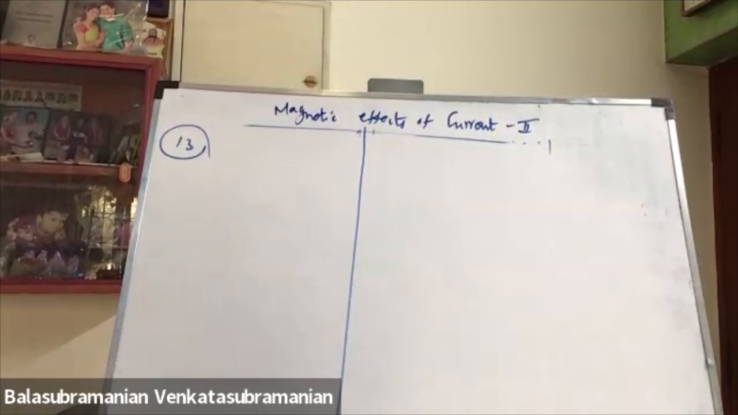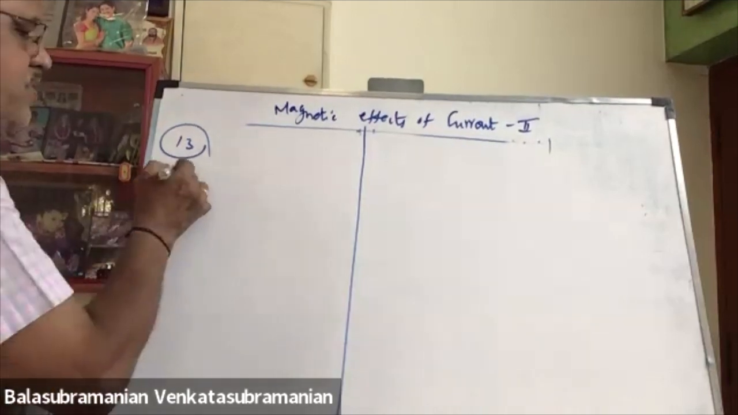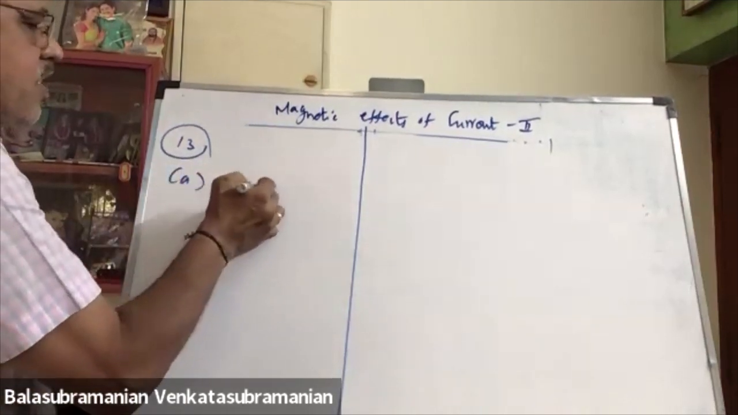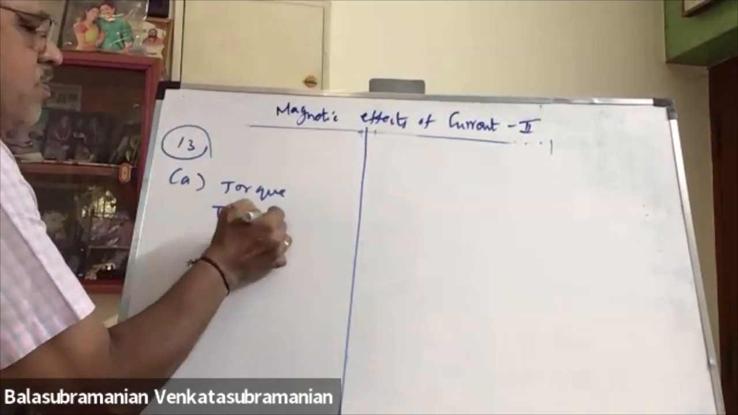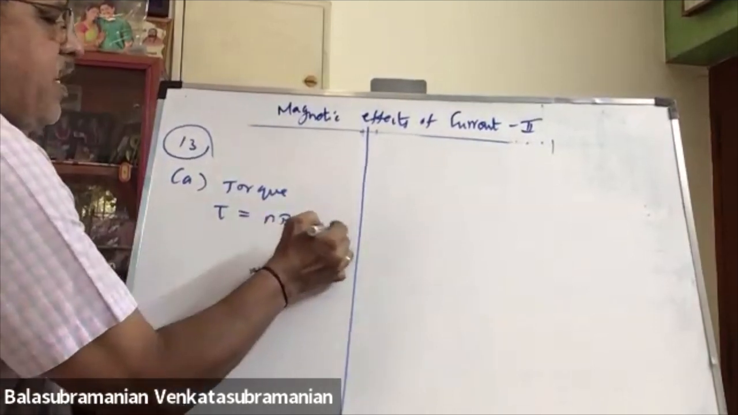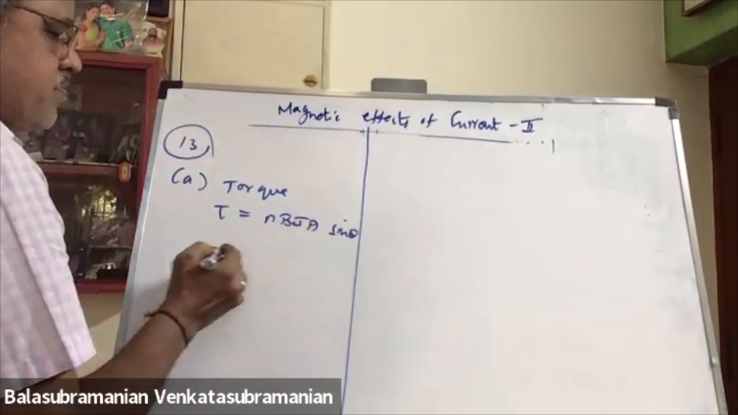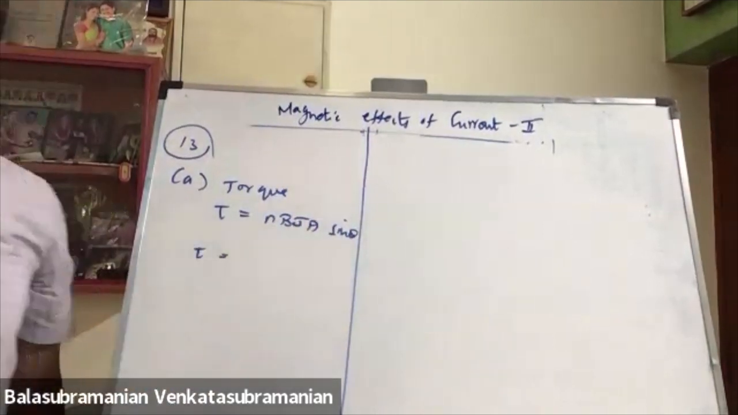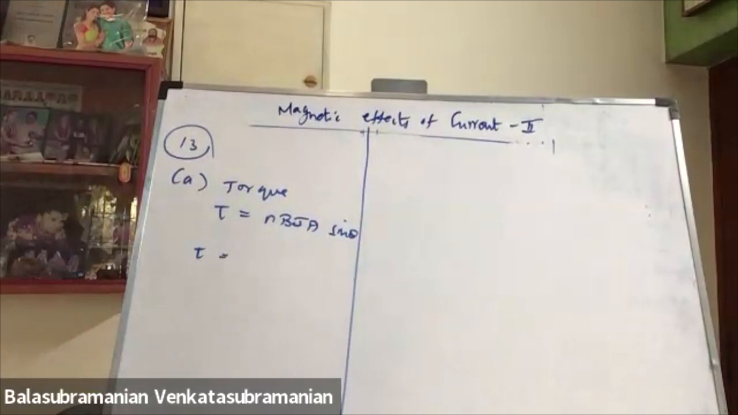Given cross-sectional area 10 power minus 5. Electron density 10 power 29. First part, torque tau is equal to NBIA sin theta. Number of turns.